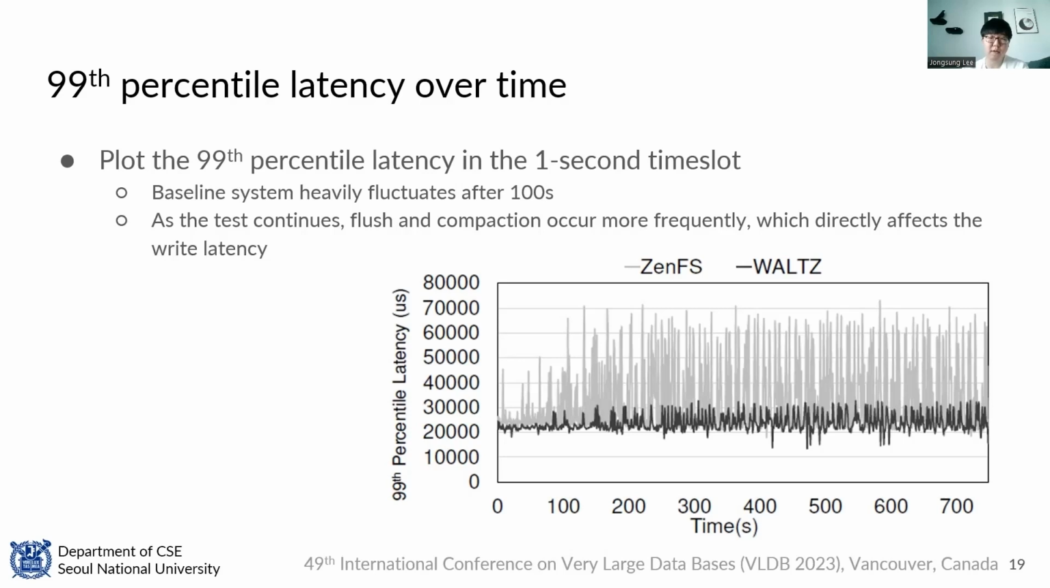WALTZ also shows a similar aspect. The 99th percentile latency also fluctuates in WALTZ, and it gradually increases over time. However, WALTZ shows a flat and stable result in the beginning part of the test, and the degree of fluctuation is much lower compared to the baseline system. This result also shows that the WALTZ system effectively improved the tail latency by leveraging zone append to remove the batch group write.